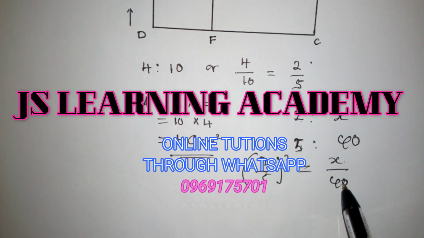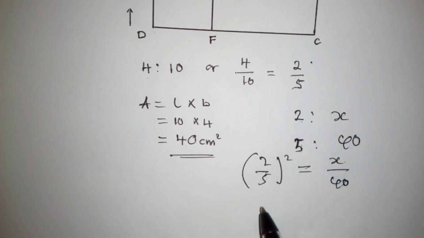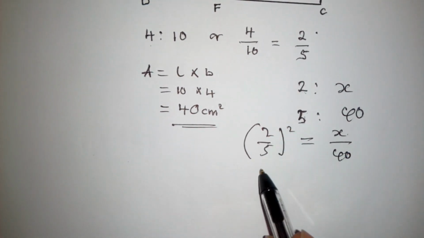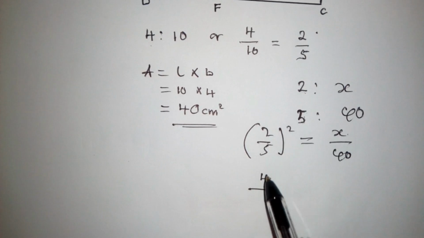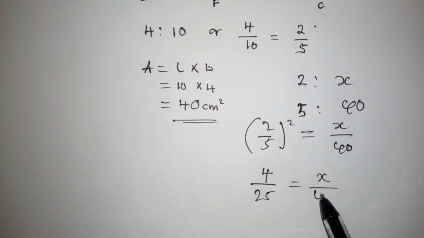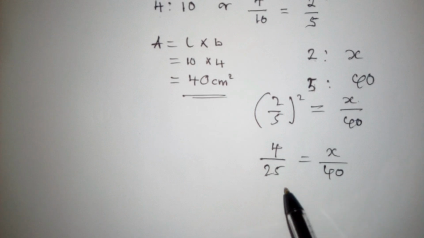This is the area of the bigger triangle. This is the area of the small triangle. So we can solve now. This is 2 squared, which is equal to 4. 5 squared, 25, is equal to x over 4. So we can cross multiply.